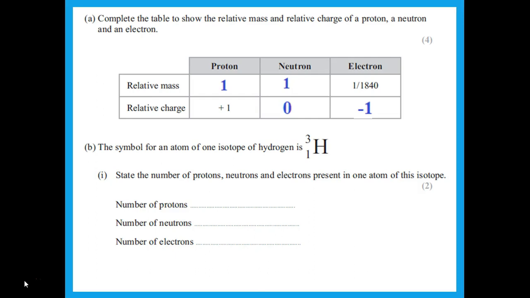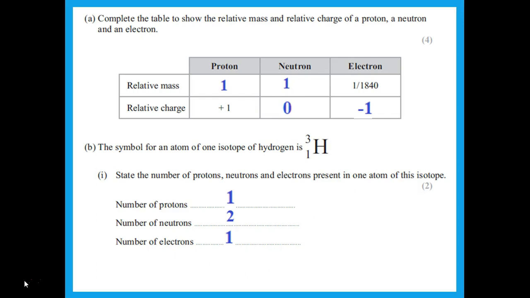Okay, the symbol for an atom of one isotope of hydrogen is this. State the number of protons, neutrons, and electrons present in one atom of this isotope. So how do we get the number of protons? We said the number of protons is the small number. So the number of protons is 1. How do we get number of neutrons? We said to get the number of neutrons, you subtract the big number minus the small number. So 3 minus 1, that's 2. Number of electrons is also the small number, since this is an atom, it's not something that has lost or gained any electrons.